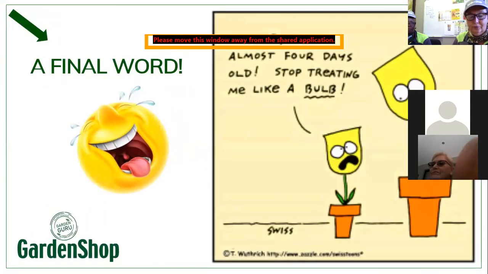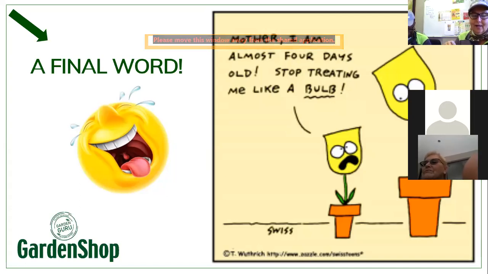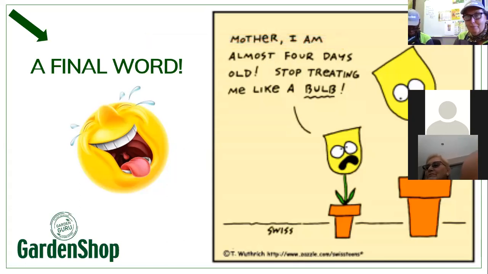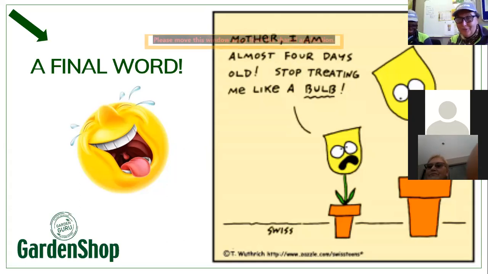Now, final word for today. All the kids think they grow up so quickly, and it happens for bulbs as well. This little bulb is saying to his mother, "Mother, I'm almost 4 days old. Stop treating me like a bulb." Stop treating your bulbs like bulbs once they grow up.